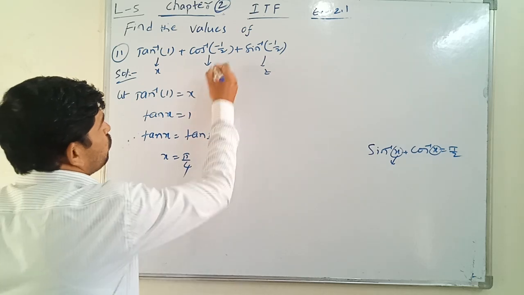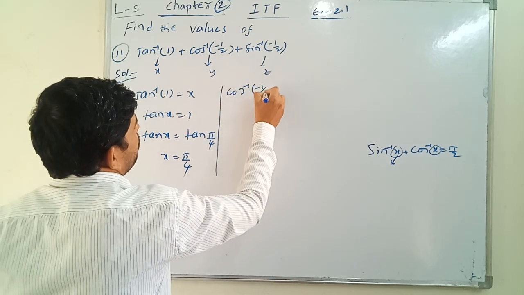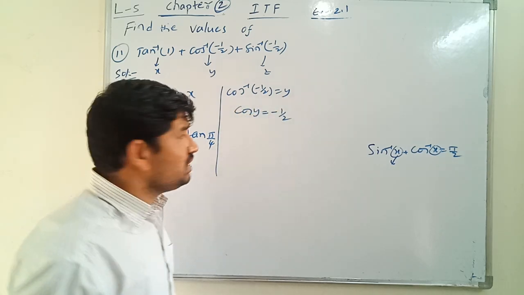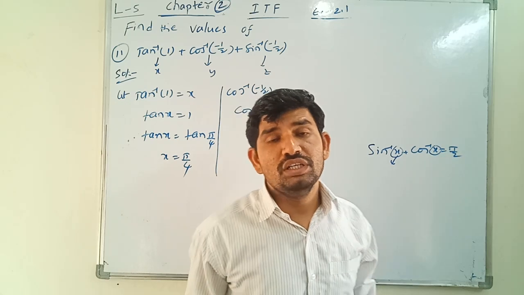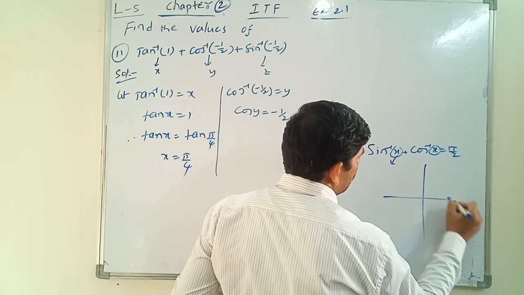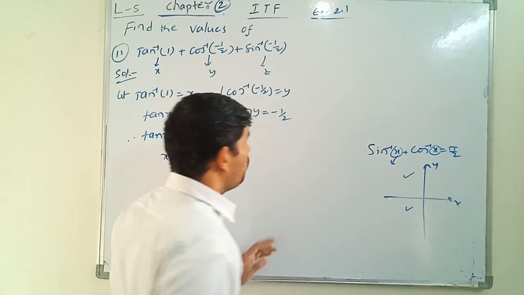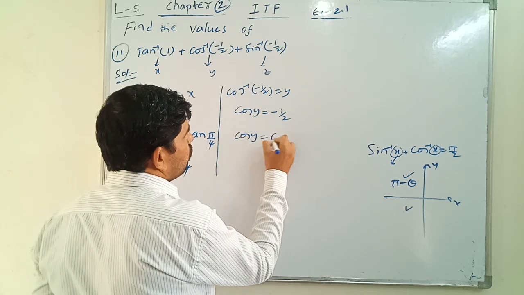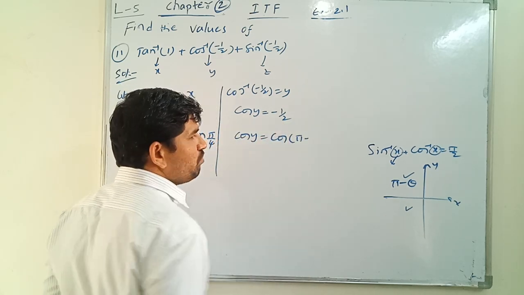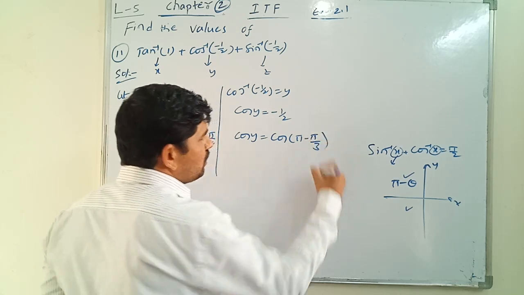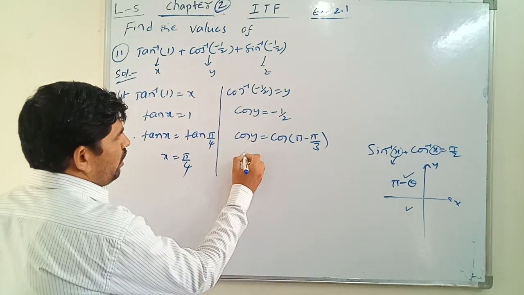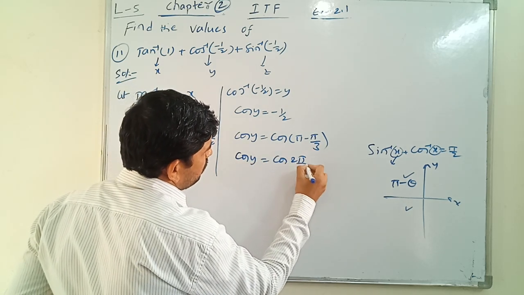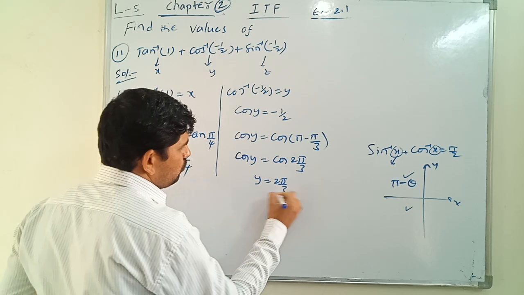After that we have to take the next one. Cos inverse of minus 1 by 2 is equal to y. By shifting to the right hand side, cos y is equal to minus 1 by 2. We know that cos is negative, just now we have completed. So immediately we have to go to the quadrant system: second and third quadrants have cos negative. In the second quadrant, pi minus theta. So I will write here cos y is equal to cos of pi minus theta, which is nothing but 1 by 2. When do we have 1 by 2? At pi by 3. Cos 60 is 1 by 2. Next, the y value will be, by taking the LCM, 2 pi by 3.